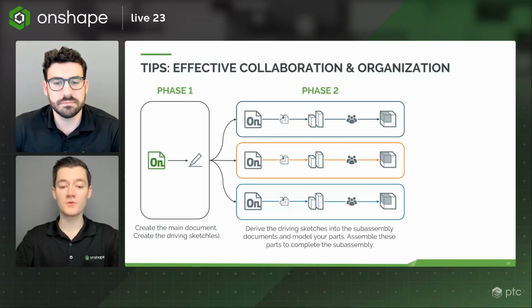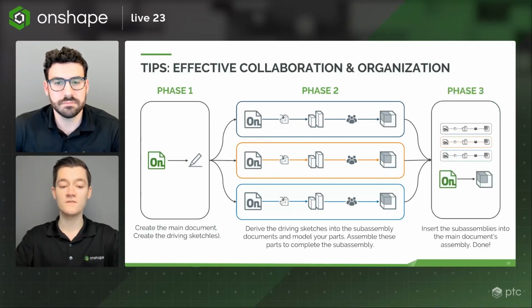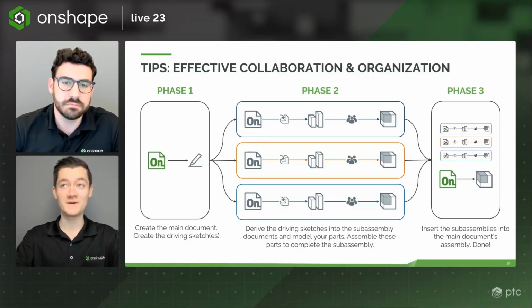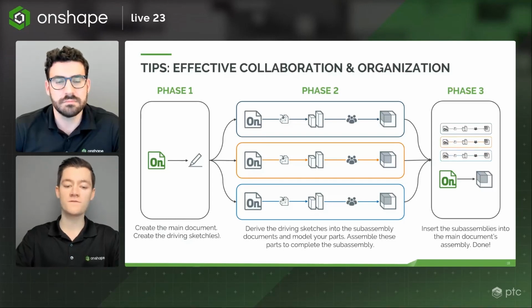Once the subassemblies are in a good place, we enter phase 3, where the subassemblies are inserted into the assembly of the main document. All of your subassemblies will combine together to make one hopefully completed and working robot. Now, of course, if a student needs more help or wants a design review, it's very simple for everyone to open their subsystem document and discuss areas that can be improved.